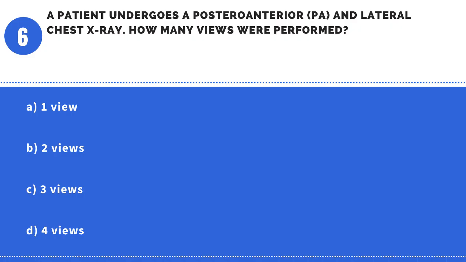Question 6. A patient undergoes a postanterior, PA, and lateral chest X-ray. How many views were performed? A. 1 view. B. 2 views. C. 3 views. D. 4 views.